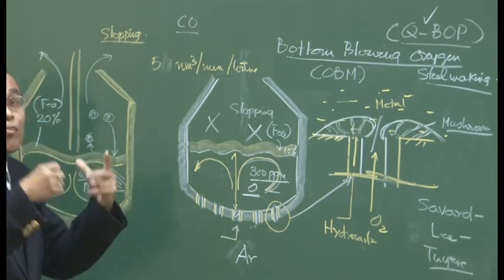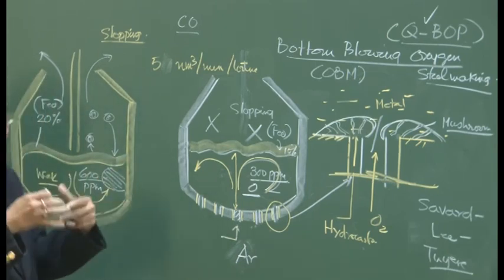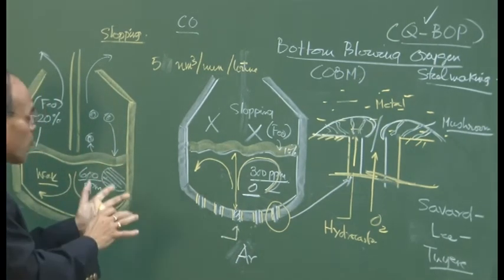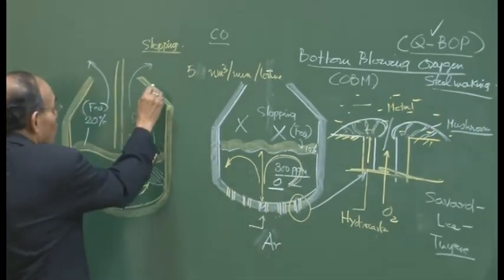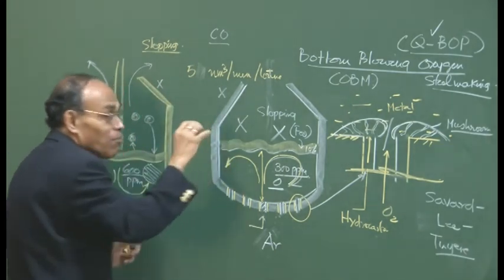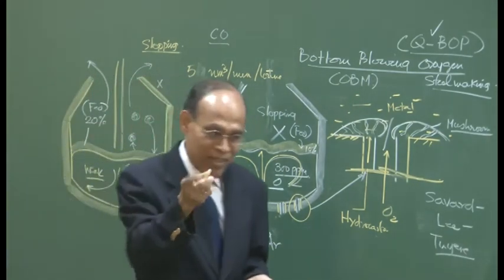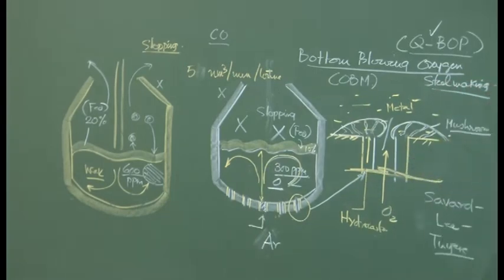So today if a new plant comes up, obviously it is going to have two options: electric arc furnace or oxygen steel making process. In oxygen steel making, we will not do this, but we will go to a combined blowing process, and that I am going to discuss in tomorrow's lecture.